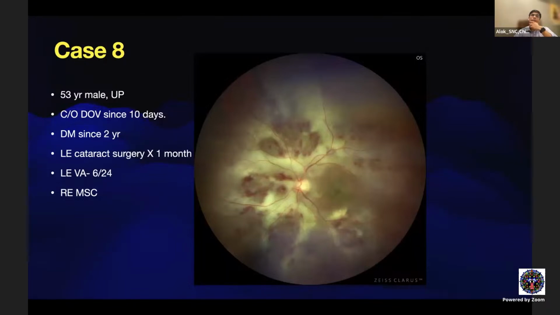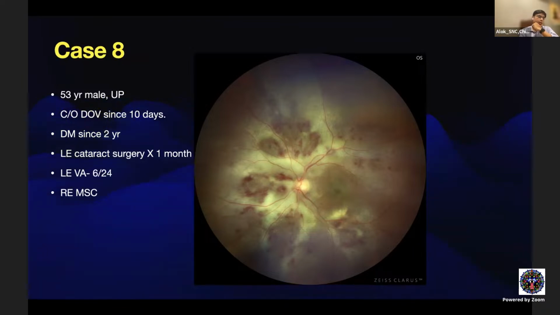My 8th case is a 53-year-old male from UP who presented with diminution of vision in the left eye for 10 days and right eye for more than a month or so. The patient was a known case of diabetes for 2 years, and he had undergone a left eye cataract surgery about a month back. The vision in the left eye was 6/24, and the right eye had a mature senile cataract. So you can see the left eye picture.